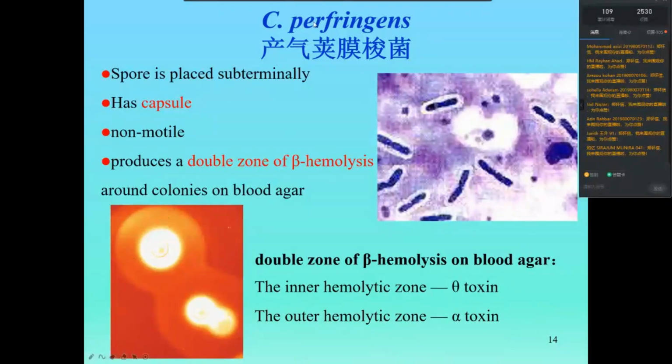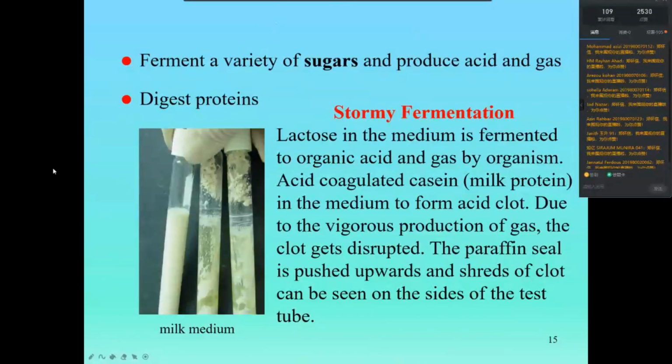It's due to the perfringens. It's a very specific characteristic. You can use this information for diagnosis. They can ferment a variety of sugars and produce acid and gas. So they can utilize sugars. They can also digest proteins. So that is why this pathogen is so powerful, because they can use a lot of nutrients in the host.